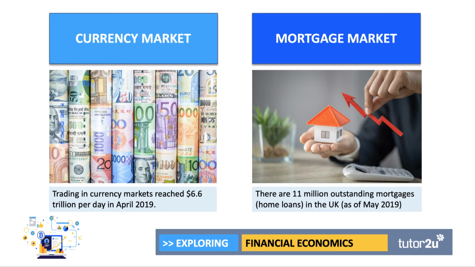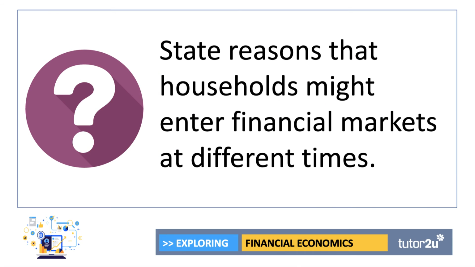And we can think about things like mortgage markets. There are over 11 million people still with an outstanding mortgage, a home loan, as of May 2019. The market for mortgages and mortgage-backed securities, complex loans, is something we'll definitely look at, particularly when we explore the causes of the last global financial crisis.